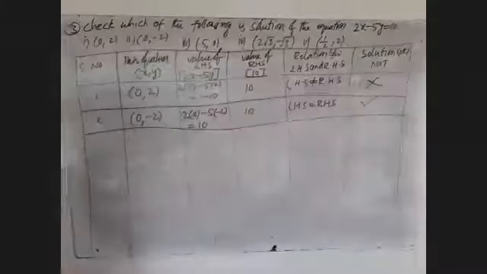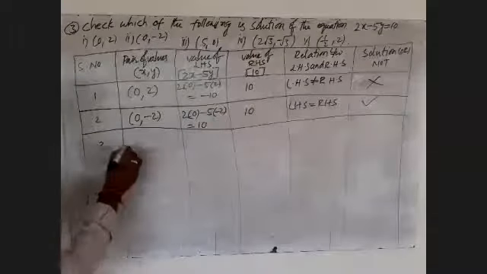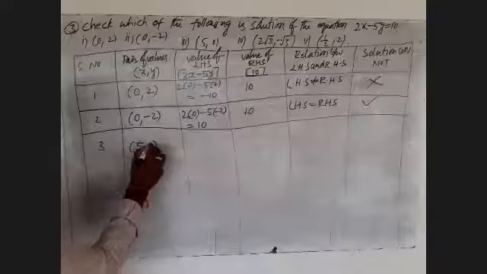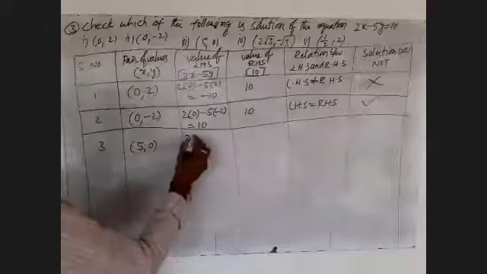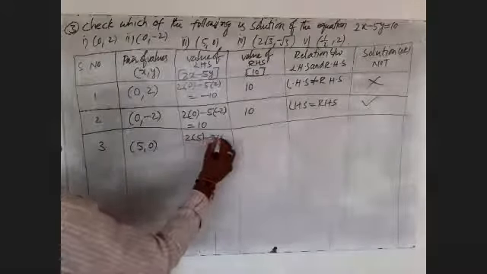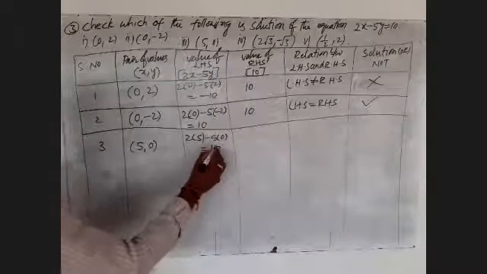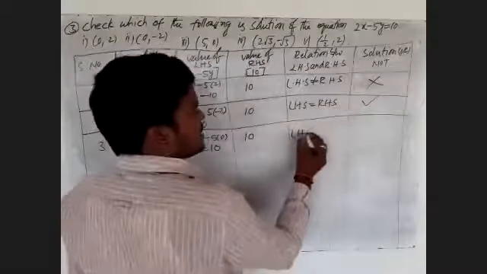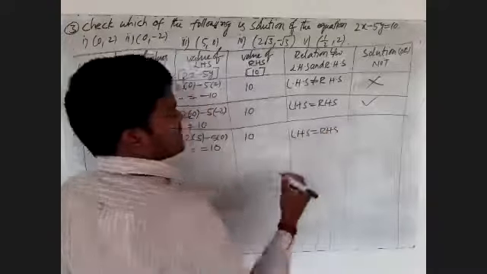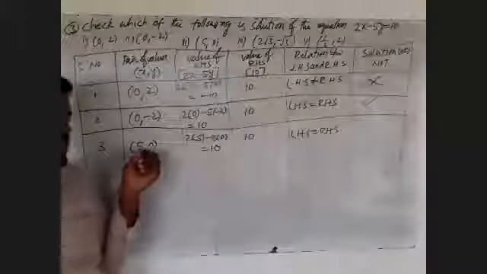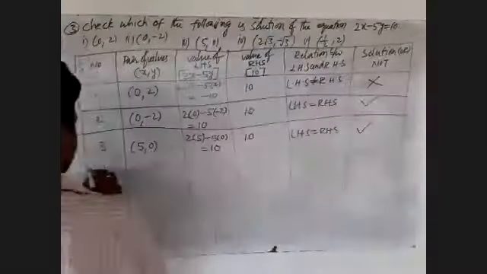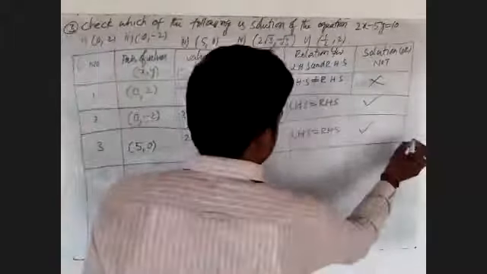Now I am going to the third one, the point 5 comma 0. The x value is 5, the y value is 0. We substitute in this one: 2 into 5 minus 5 into 0 is 10 minus 0, which is 10. The RHS is also 10, so LHS is equal to RHS. That means 5 comma 0 is a point of 2x minus 5y is equal to 10.